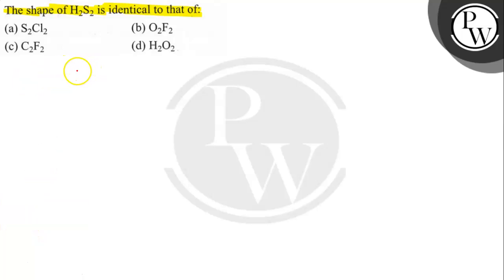So first we'll see the shape of H2S2. H2S2 has an open book structure. It has a dihedral angle and a C2 axis of symmetry. And according to VSEPR theory, we can determine the geometry of H2S2. A disulfide linkage is also present in H2S2. So if we draw the structure of H2S2, it is like an open book structure, S, S, and they are non-planar also.